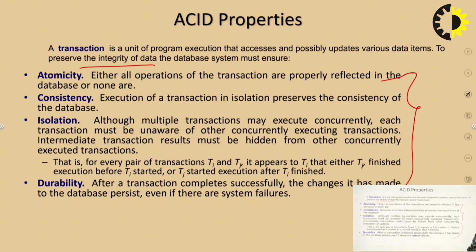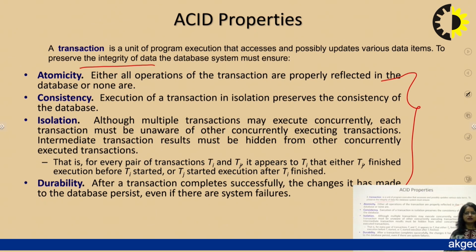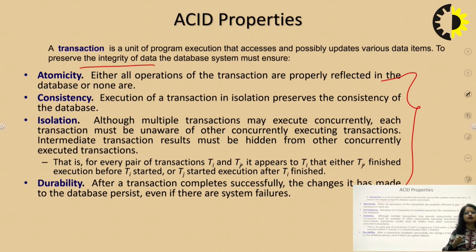Now coming to the next, that is isolation. Although multiple transactions may execute concurrently, each transaction must be unaware of the other transactions executing concurrently. Intermediate transaction results must be hidden from other concurrently executed transactions. This is the biggest problem we have to discuss in transactions, when multiple transactions are executing at a similar time. It is a requirement. So we have to run multiple transactions at a particular time, but in an environment where each transaction feels like it is working in isolation. Multiple transactions may execute concurrently, but they should be unaware of the other concurrently executing transactions.